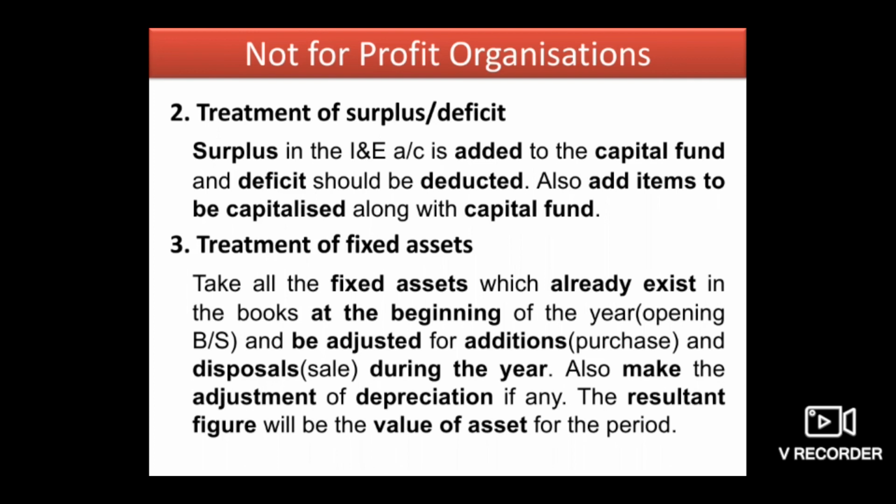Then treatment of fixed assets. Take all the fixed assets which already exist in the books at the beginning of the year. That means you will get it from the opening balance sheet and adjust for additions. If there is any purchase, that should be added to the fixed asset. And if there are any disposals, that means any sale during the period, that should be deducted from that concerned fixed asset. Also make the adjustment of depreciation if any. The resultant figure will be the value of the fixed asset.